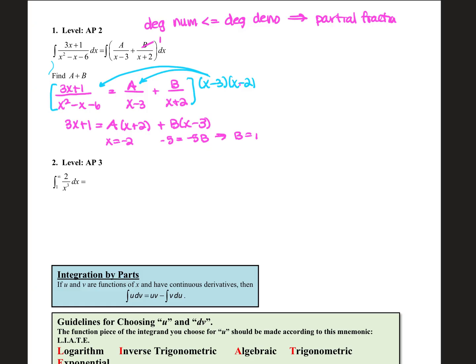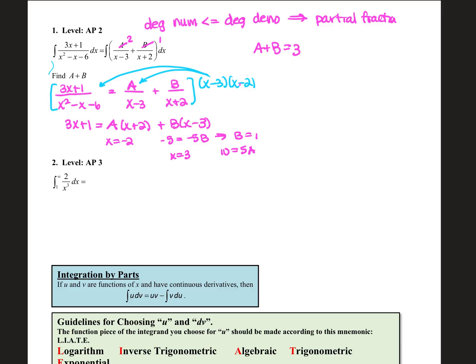And then same thing, x is equal to 3 would give us 10 is equal to 5a, so a is equal to 2. So this problem was asking what a plus b was, so a plus b is equal to 3.